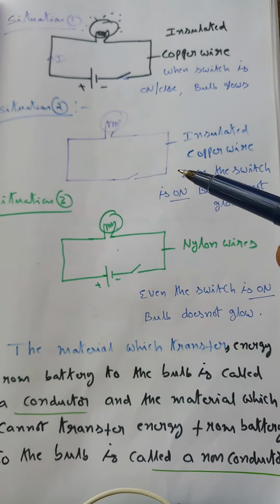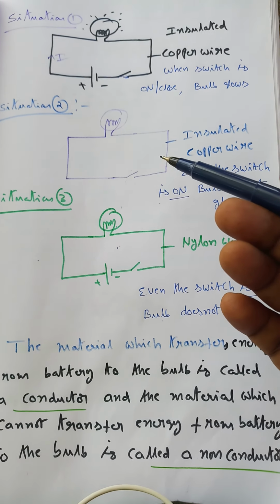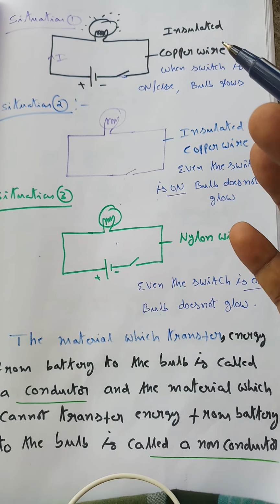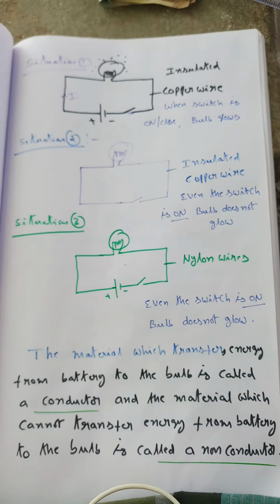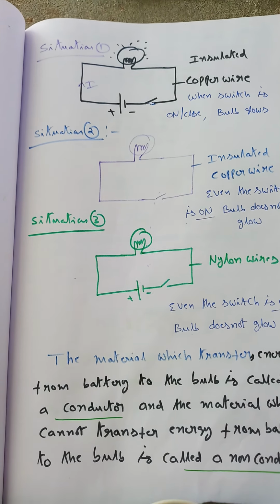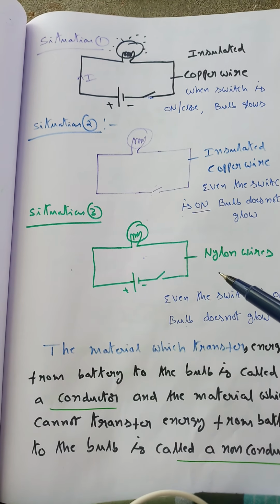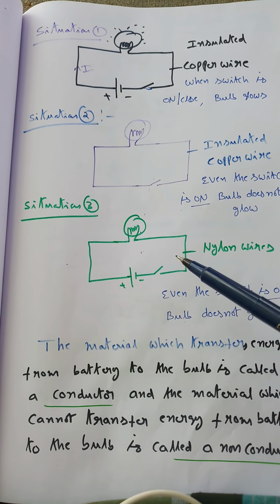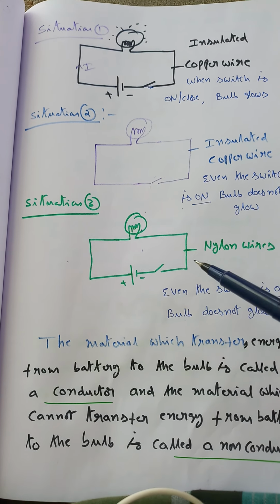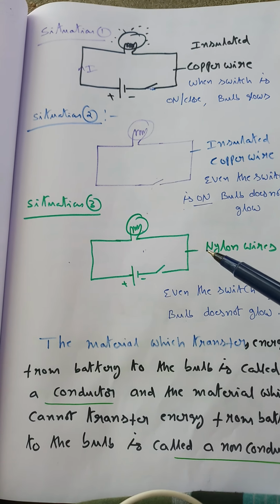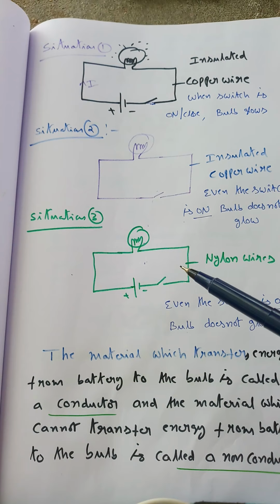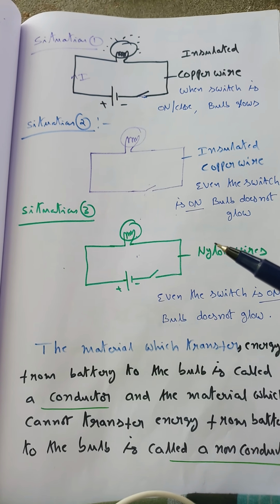So in this, if anything is absent, that means there is no flow of current. Now see here in situation 3, why is that? In the place of insulated copper wires, if we use any plastic, nylon, rubber wires, or any thread, current does not flow.